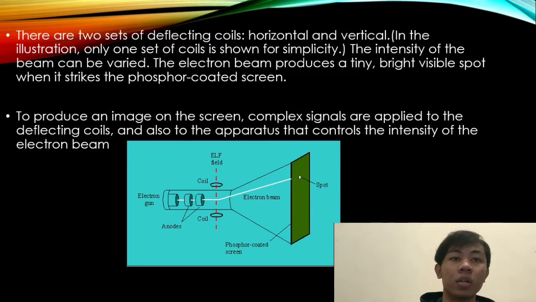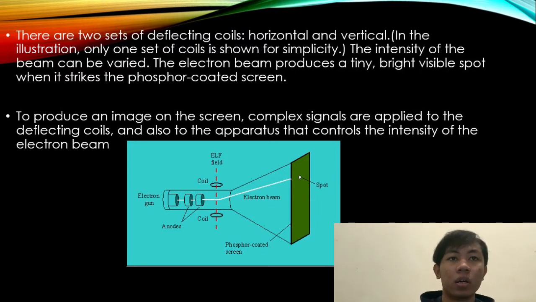Moreover, there are two sets of deflecting coils, first horizontal and second vertical. In the illustration, only one set of coils is shown for simplicity. The intensity of the beam can be varied. The electron beam produces a tiny, bright visible spot when it strikes the phosphor-coated screen.